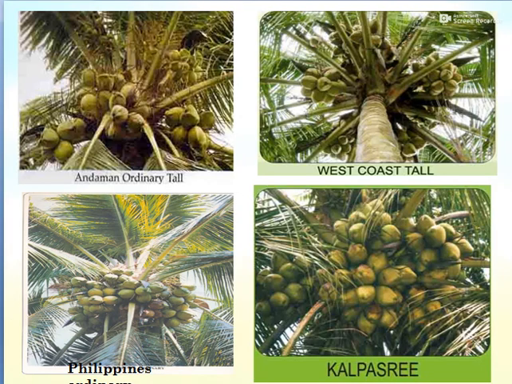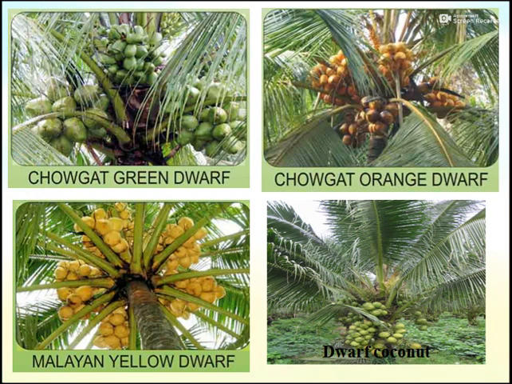Next we will see the pictures of varieties. Andaman Ordinary tall variety, West Coast Tall variety, then Kalpashri and Philippines Ordinary. Then some of the dwarf varieties: Chowghat Green, Orange and Yellow Dwarf coconut.